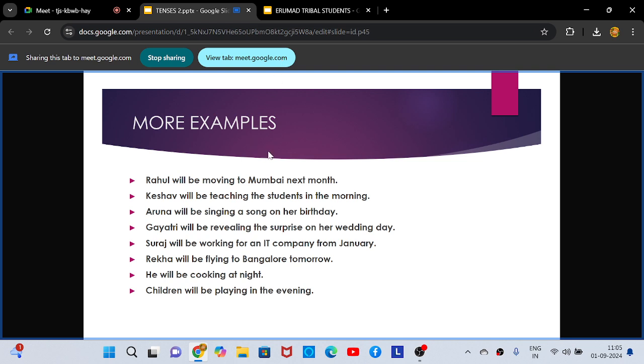Rahul will be moving to Mumbai next month. Keshav will be teaching the students in the morning. Aruna will be singing a song on her birthday. Gayatri will be revealing the surprise on her wedding day. Suraj will be working for an IT company for January. Rekha will be flying to Bangalore tomorrow. She will be cooking at night. Children will be playing in the evening.